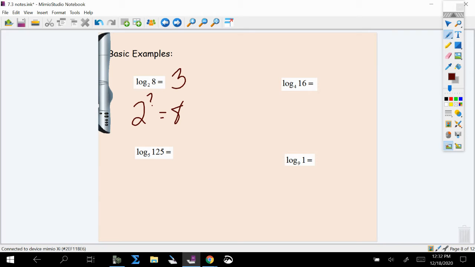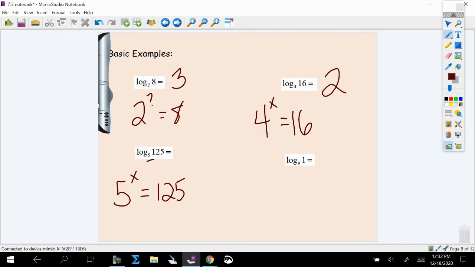For the next one on the right, what you're saying is 4 to what power equals 16? And hopefully that one's a pretty easy one for you. 4 to the second power is 16. The next one, you have this base 5, so you're saying 5 to what power equals 125? Here's where the calculator can help you guess and check. This one is 5 to the third power, so my answer is 3. My answer is just the exponent. Next one, we actually have a property that says no matter what base, if we're taking the log of 1, we always get 0, because any number to the 0 power is going to equal 1.